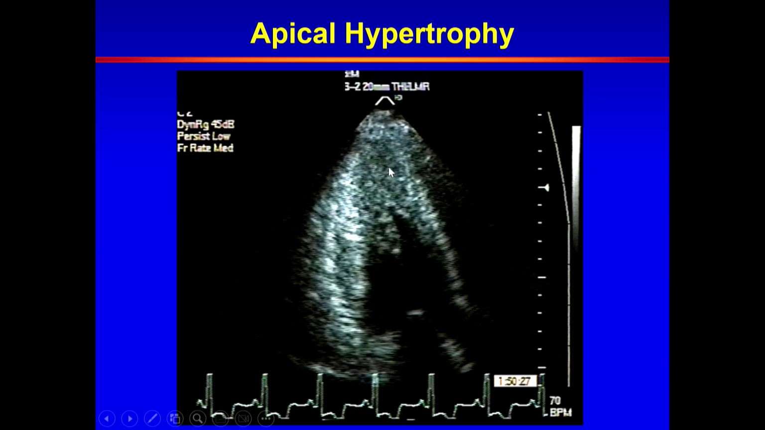Apical hypertrophy can be a challenge. This is scanning the apex using a high-frequency transducer. And we use the high frequency to get a good resolution of what is happening here in the apex. It shows the hypertrophy nicely. If you have an image like that, the diagnosis is not a challenge.